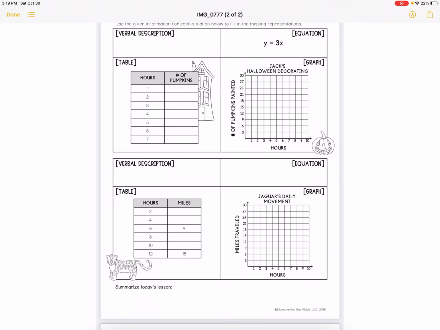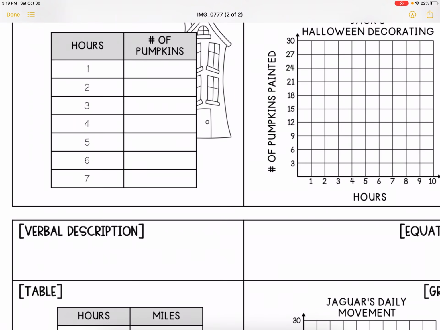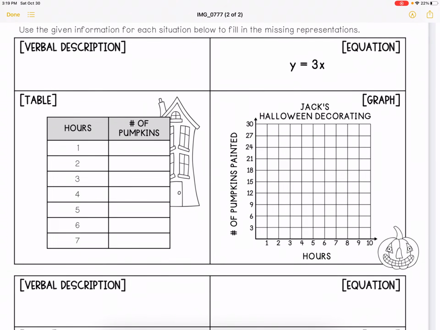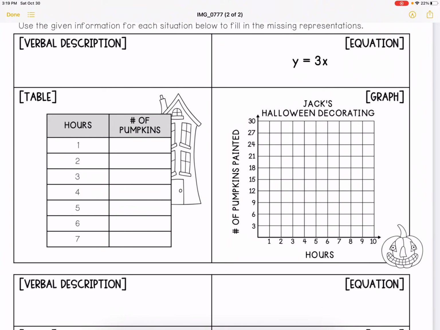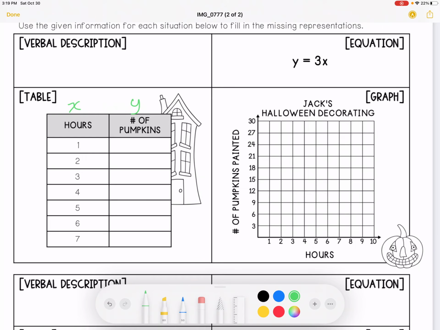Okay, so in the first problem, we are not given a verbal description, so we'll need to fill that in. We are given that y equals 3x. In our table, we can see that x is the number of hours and y is the number of pumpkins. And then in our graph, we are told that Jack's Halloween decorating can paint a certain number of pumpkins in a certain number of hours. So we need to figure out how much that is.